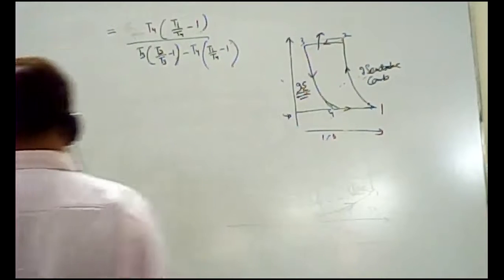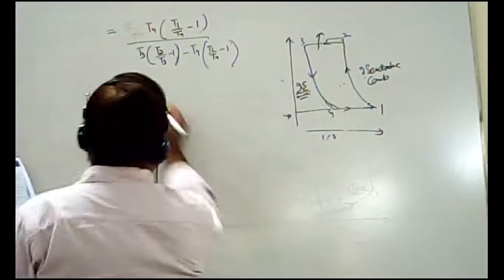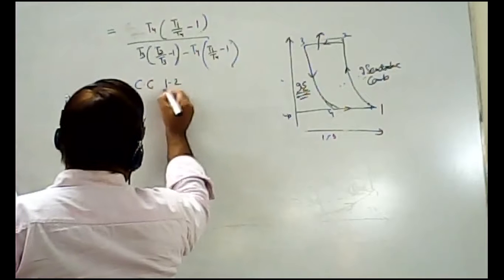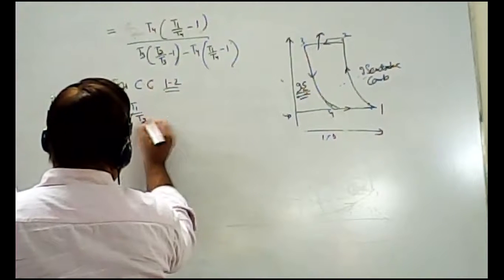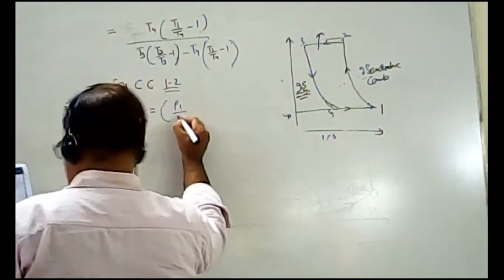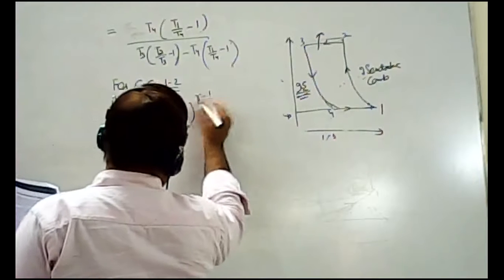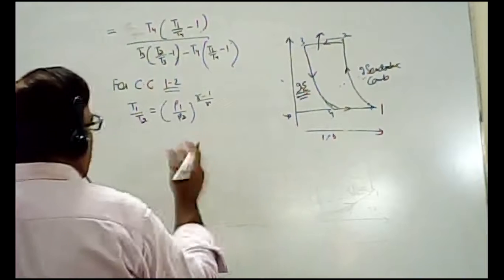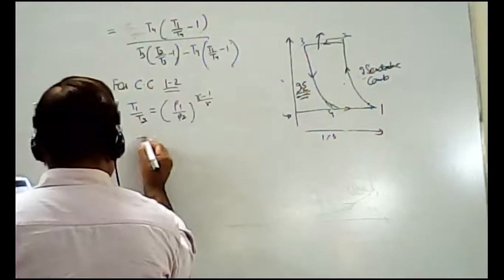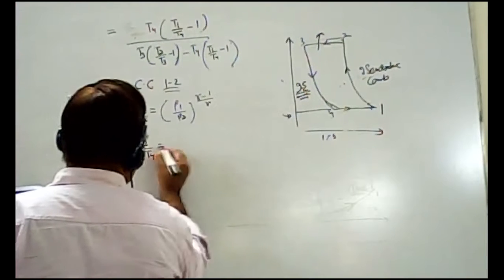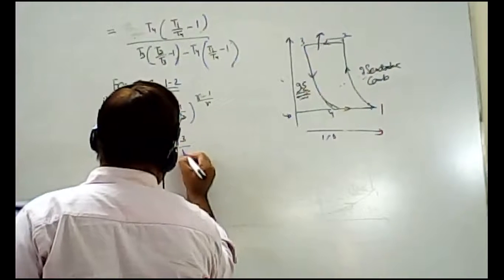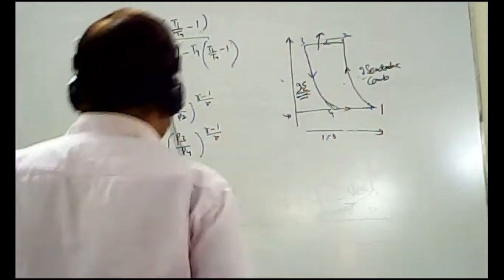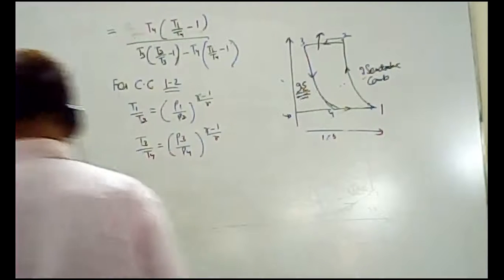Now look here. We know that for isentropic compression 1 to 2, T1 by T2 will be equal to P1 by P2 to the power gamma minus 1 divided by gamma. And what about isentropic expansion? For isentropic expansion, T3 by T4 will be equal to P3 by P4 to the power gamma minus 1 divided by gamma.